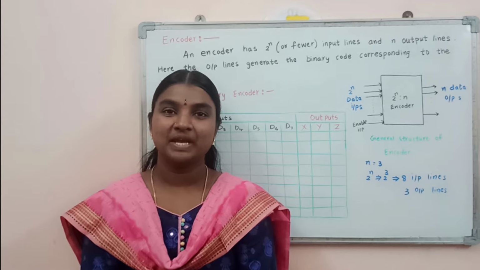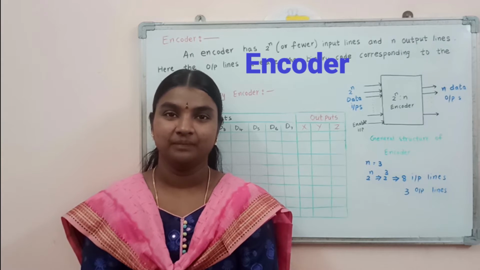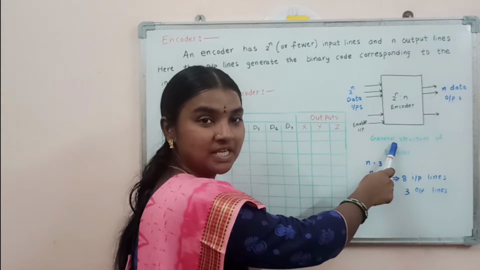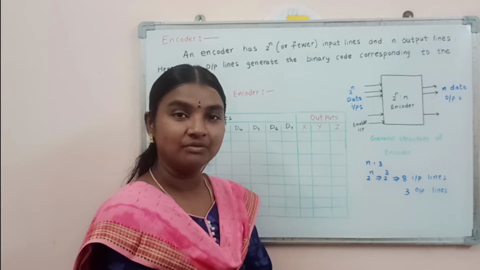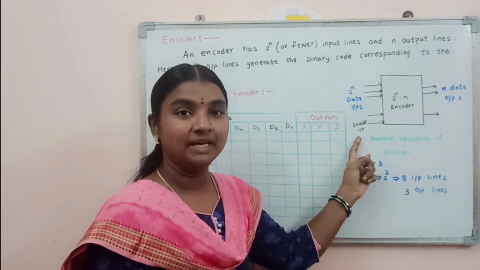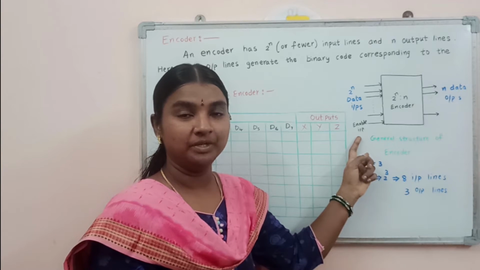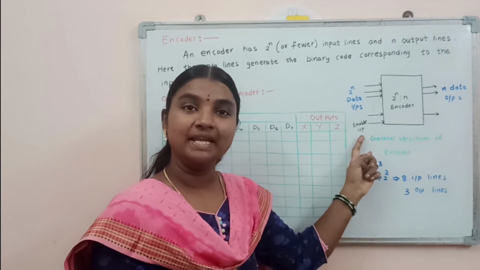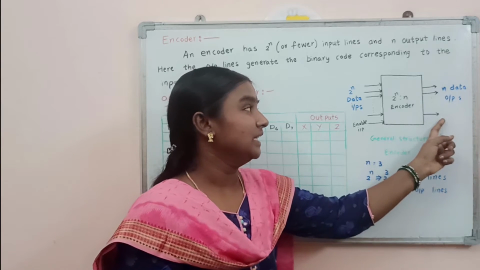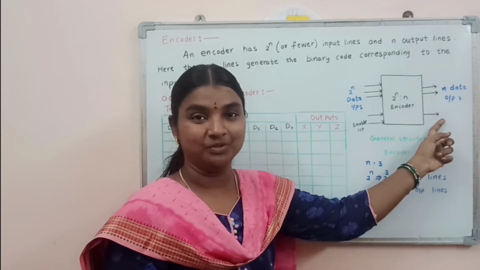In this video, I am going to explain a combinational digital circuit, the encoder. This is the general structure of an encoder circuit. On the input side, it consists of 2 power n data inputs and one enable input. By using this enable input, we may find whether any one of the inputs is active or not. And on the output side, it consists of n data outputs.